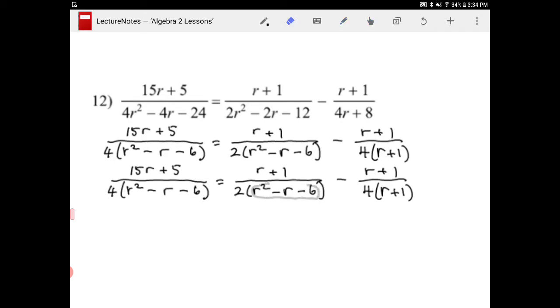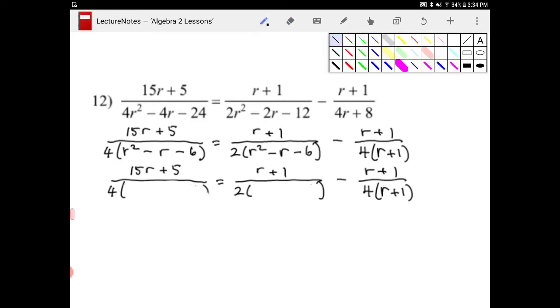I'm going to erase this, and I'm going to erase this. So what I will be left with is r minus 3, r plus 2. And over here, r minus 3, r plus 2. Okay, so what I need to do, looking at this now, I need to create common denominators, and it looks like the common denominator on both sides will be combinations of all of these different factors.